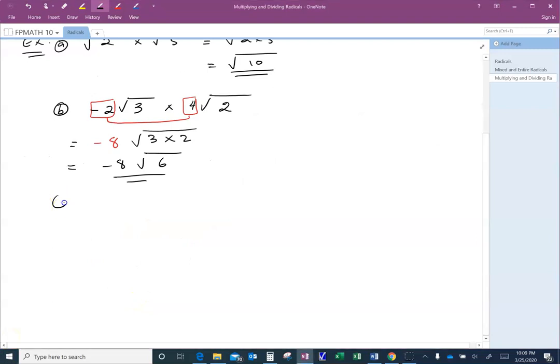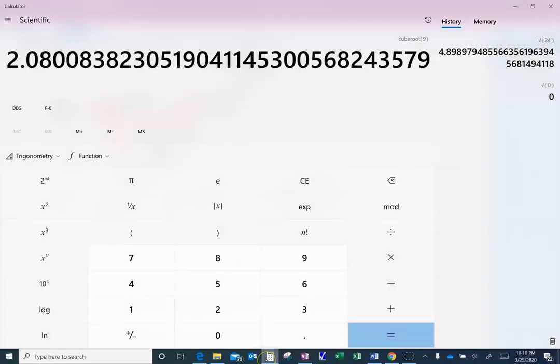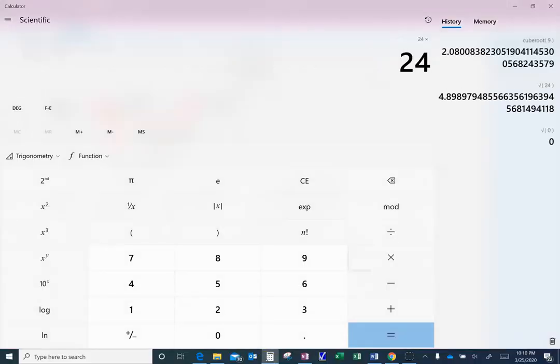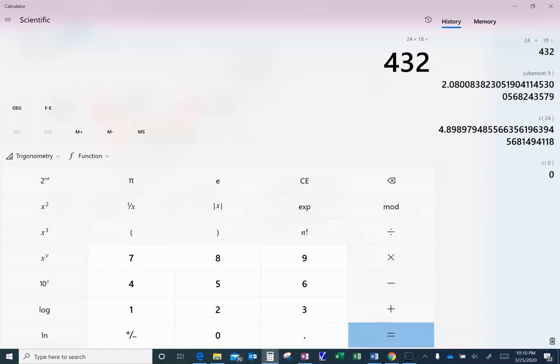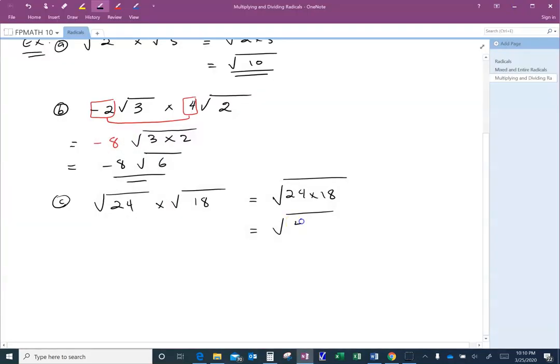All right, another example. This one is actually a little bit harder. The reason is that let's suppose we have two bigger numbers inside the radical. So the two radicands are much bigger. According to the rule, we could just do 24 times 18 under the radical. You take out the calculator and multiply them, and the answer will be square root of 24 times 18, which is 432. So that would be square root of 432.